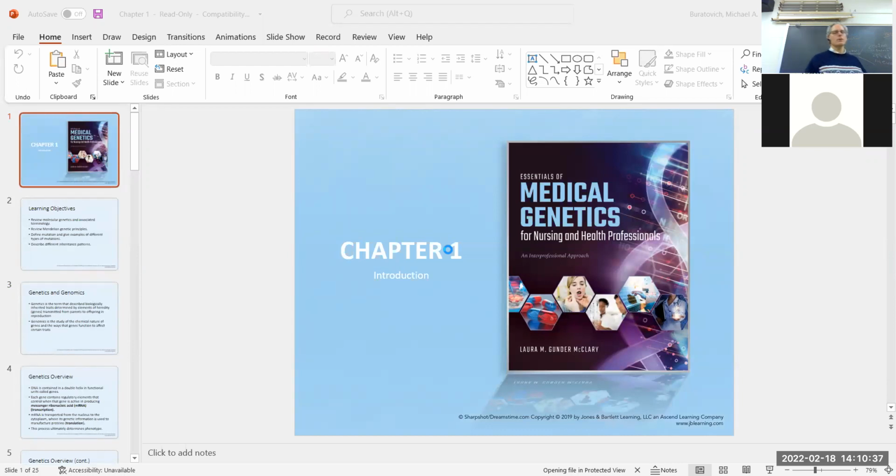sickle cell disease, or some of you may work in oncology. Genetics is a big part of oncology. Some of you will work in mental health. Mental health is influenced a great deal by genetics, and so on and so forth.